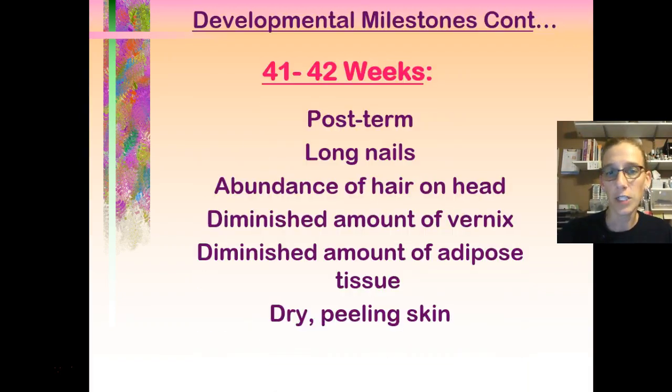All right, 41 to 42 weeks is considered post-term. The baby will have longer nails. They will have an abundance of hair usually. They have a diminished amount of vernix, a diminished amount of adipose tissue, and they will have dry peeling skin.